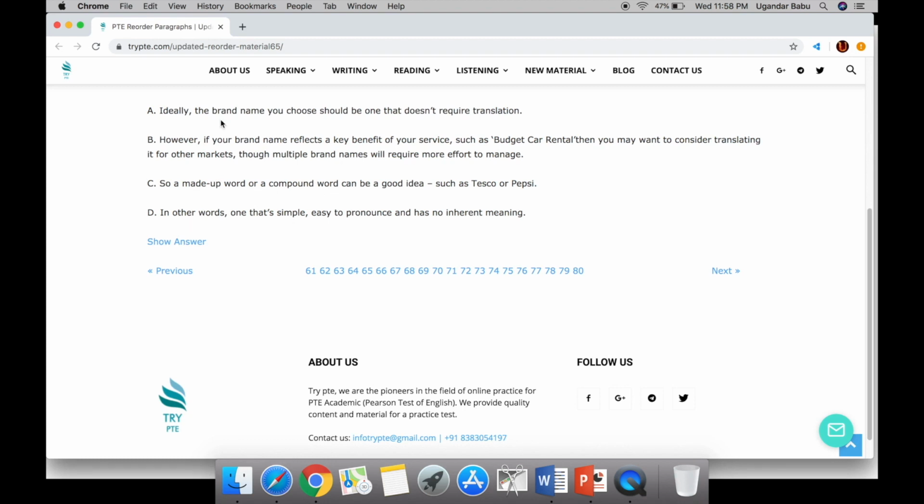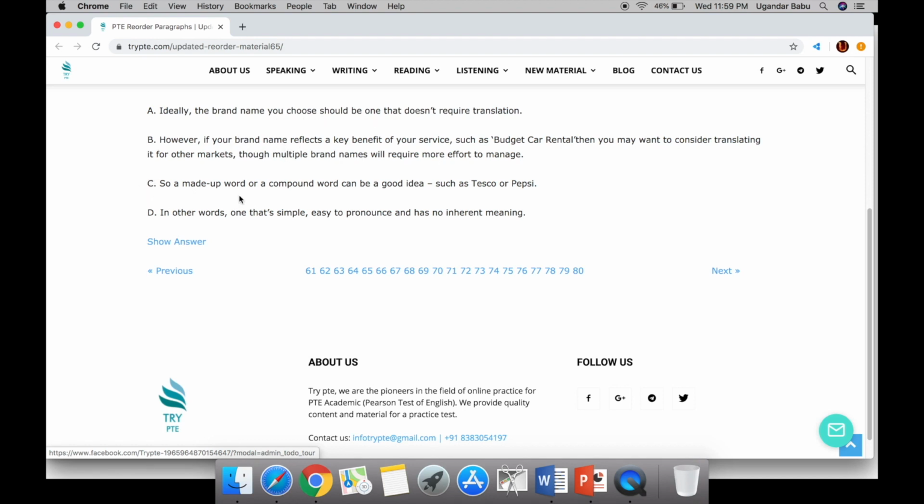Now we have to identify the supporting points. Ideally, the brand name you choose should be the one that doesn't require translation. So they are talking about brand name and translation. However, if your brand name reflects a key benefit of your service such as budget car rental, then you may want to consider translating it for other markets, though multiple brand names will require more effort to manage. Here they are mentioning it doesn't require translation. So something simple will do. So we will keep it aside. We will see the next one.